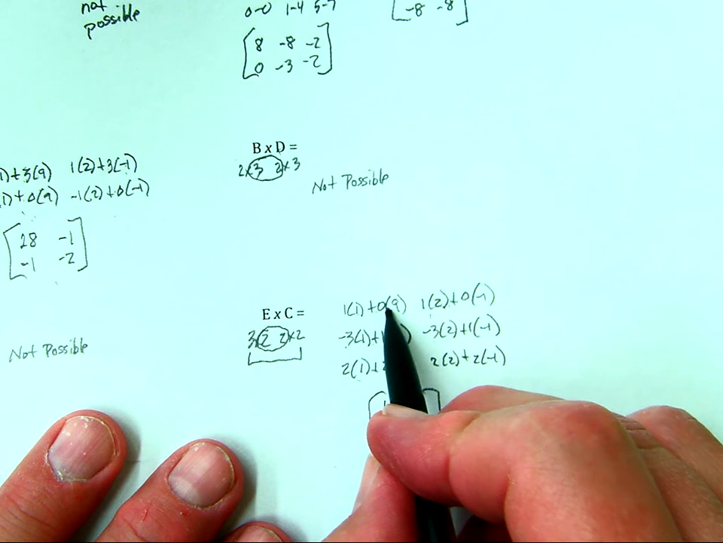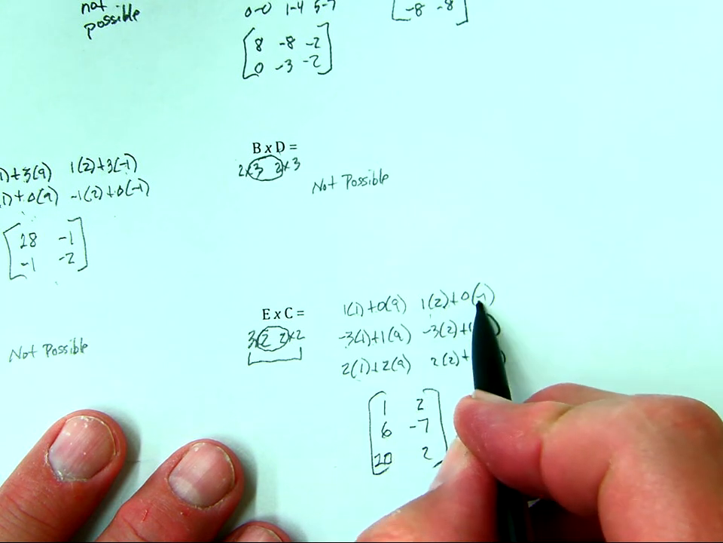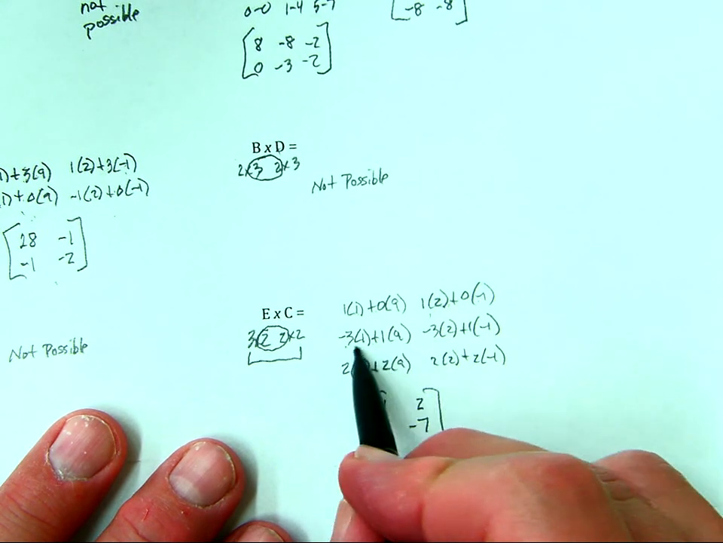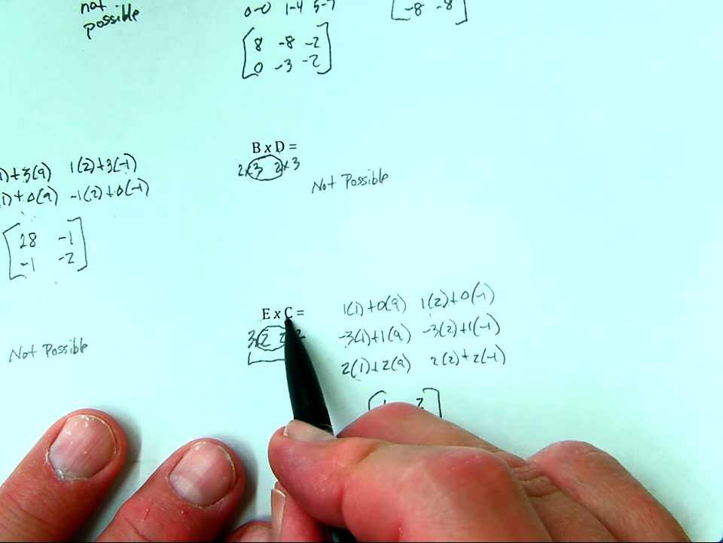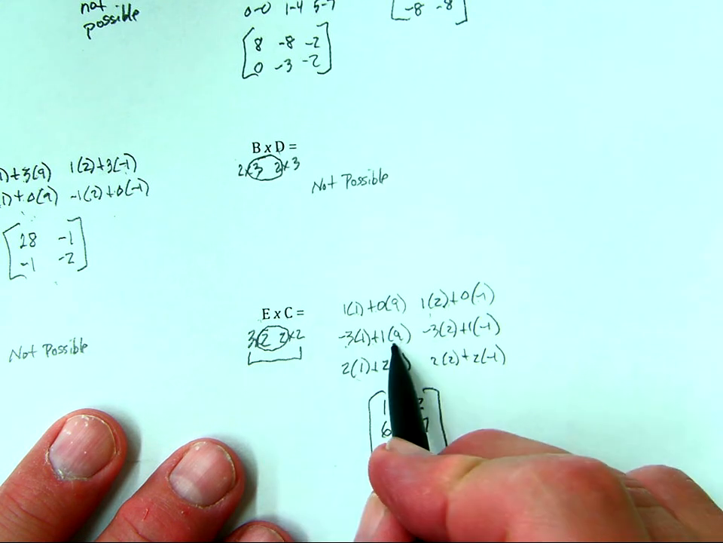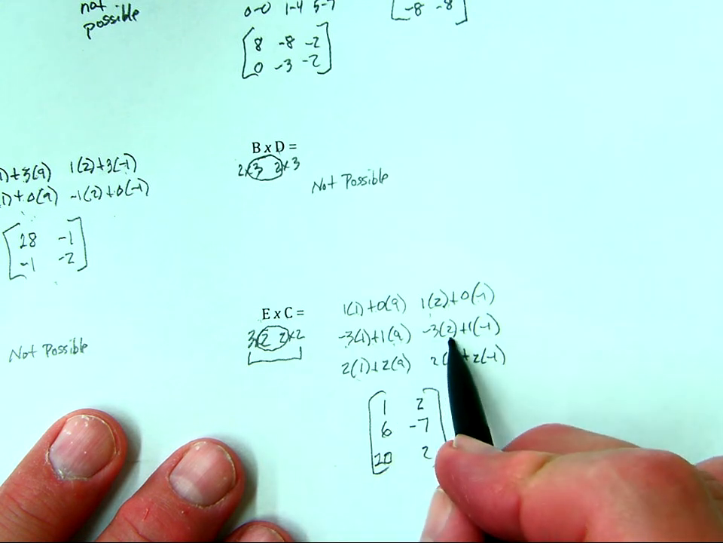So first row times first column, first row times second column. Second row times first column, it's always we start with this one. So second row of E, first column of C. Second row of E, second column of C.